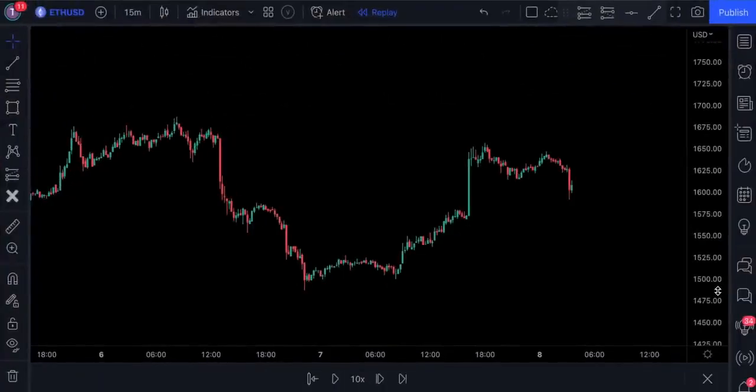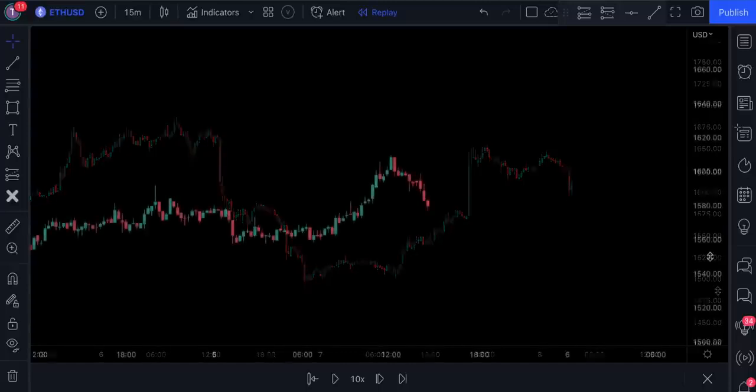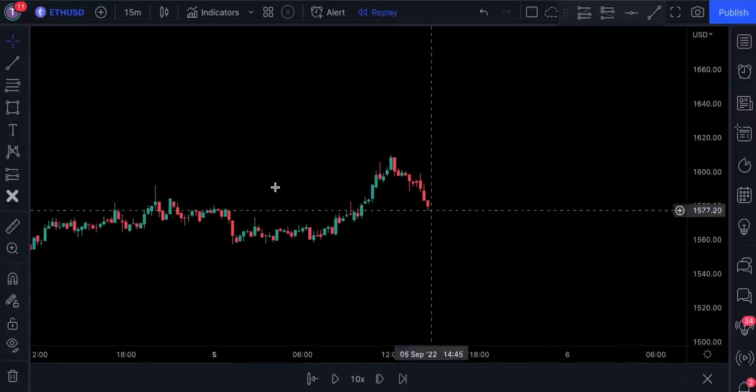Okay, so the second strategy is based on the Fibonacci retracement tool. I'm not going to get into details of what the Fibonacci sequence is because I don't want to make this video too long. If you want to learn the Fibonacci basics, please watch this video right here. So the first step will be to select the Fibonacci retracement tool.